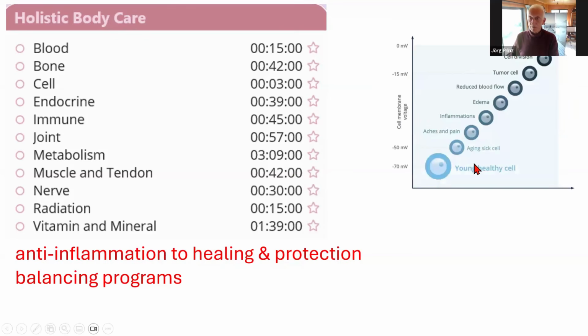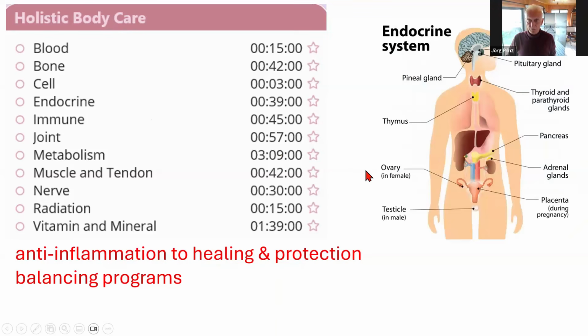The cell program actually recharges the cell membrane. So there's a difference between inside and outside of about 70 millivolts up to 100 millivolts. That's a young, healthy cell. The less energy the cell has, the more disease it gets. There's aches and pains, there's inflammation, edema, and so on. And finally, there's the cell death. So by keeping energy or providing energy to the body with those frequencies, you keep those cells healthy.